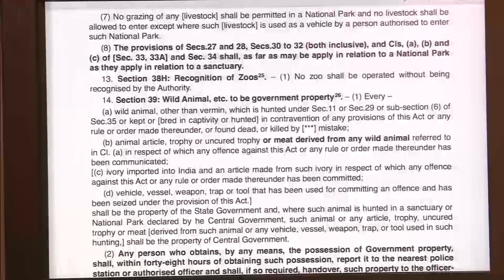Now, the provisions of sections 27 and 28, 32, both inclusive, and clauses A, B and C of section 33 and 33A and section 34 shall apply as far as may apply in relation to a national park as they apply in relation to a sanctuary. So, essentially, all the protections that were given to a sanctuary are also applicable to a national park.